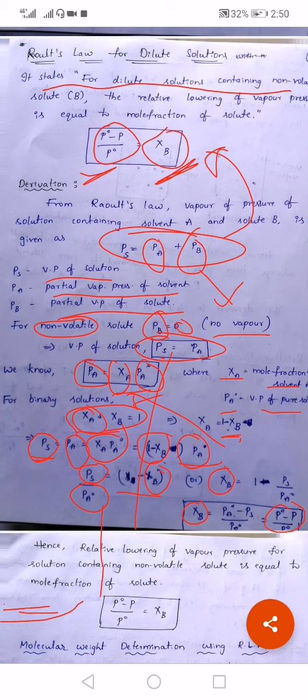So I repeat, Raoult's law for general solutions is different, and it has been modified as Raoult's law for dilute solutions when you take a dilute solution condition with a non-volatile solute dissolved in it. I hope you are clear with this. In the next class, we will learn about molecular weight determination using relative lowering of vapor pressure, which shows the importance of colligative properties.